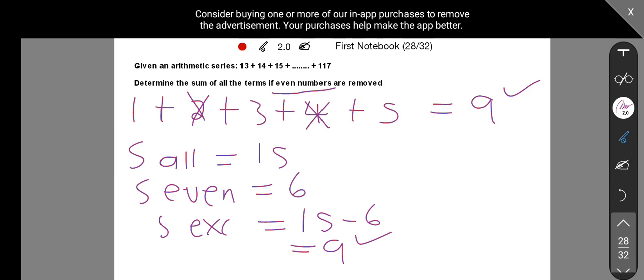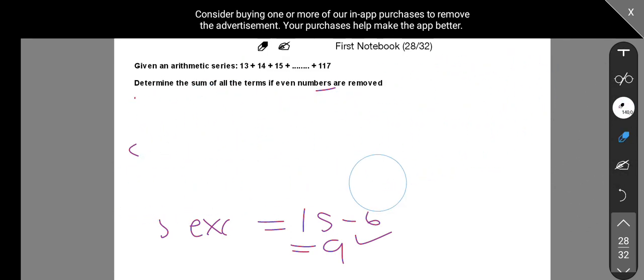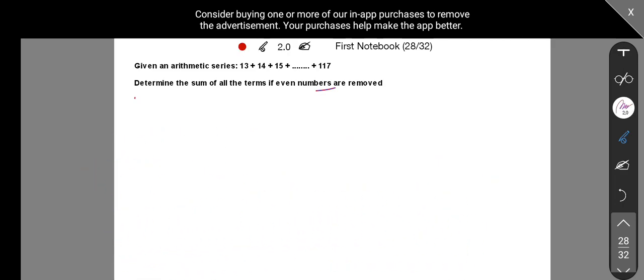So in this lesson, I'm going to use the method of subtracting the sum of the even numbers from the sum of all the terms. We've been given the series 13 plus 14 plus 15, and it goes up to positive 117 at the end. This is the last term, it's Tn.